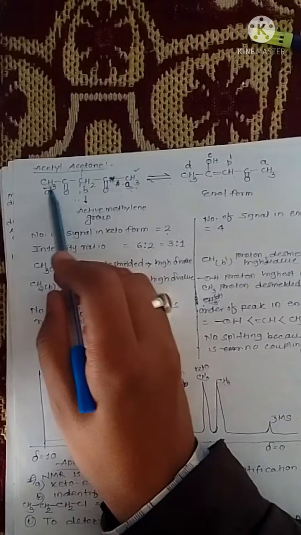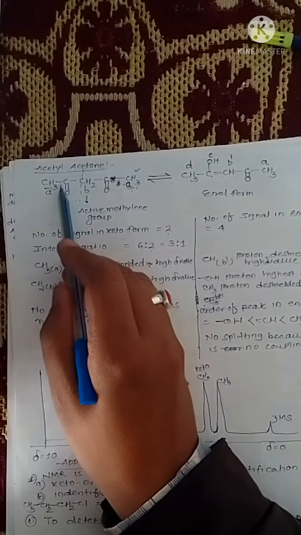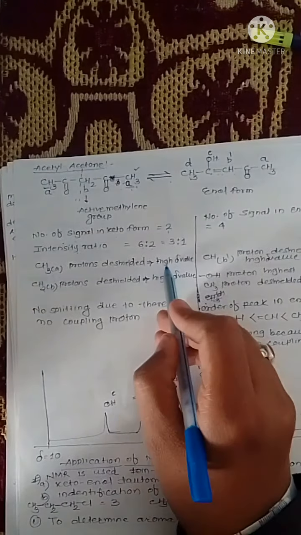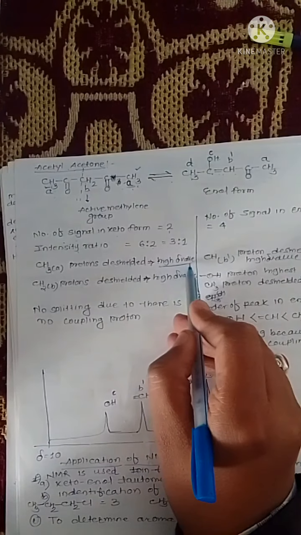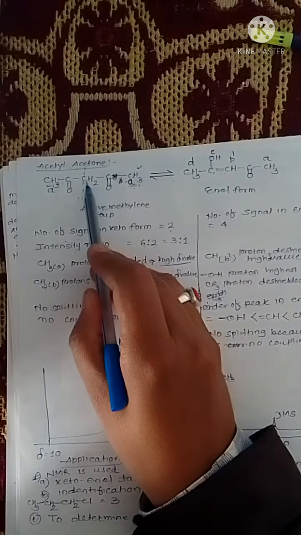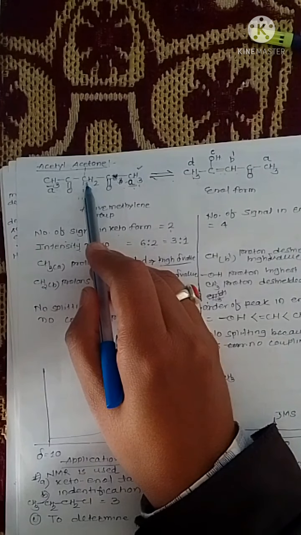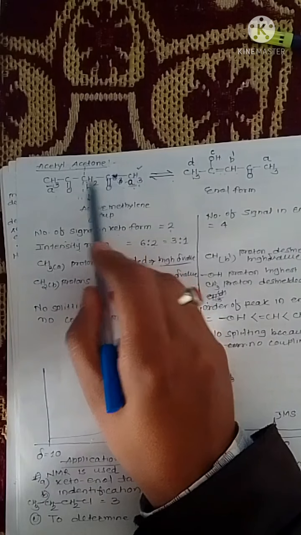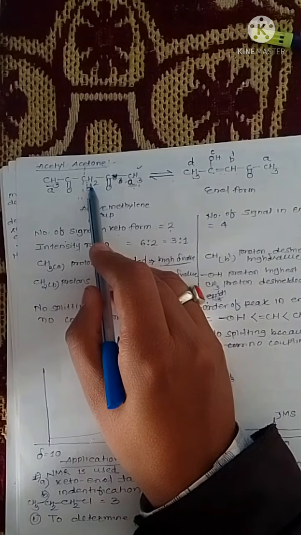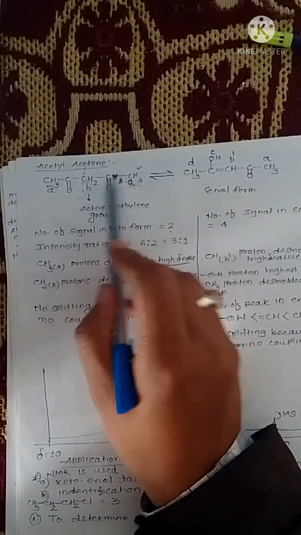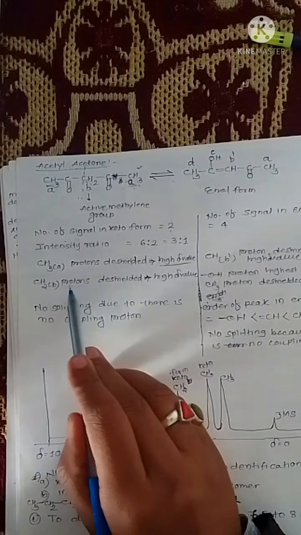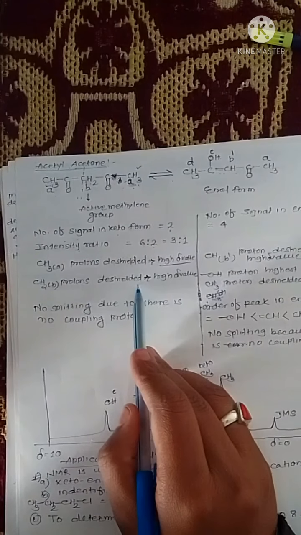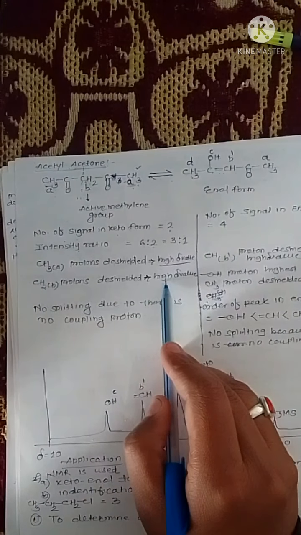Now here see that both CH3 are attached to an electron withdrawing group, so they are deshielded. It means that they have a high delta value, and this active methylene is also present in between two carbonyl groups, so this proton is also deshielded, but the deshielding of this proton is higher as compared to CH3, so the CH2 proton is also deshielded and has a high delta value.